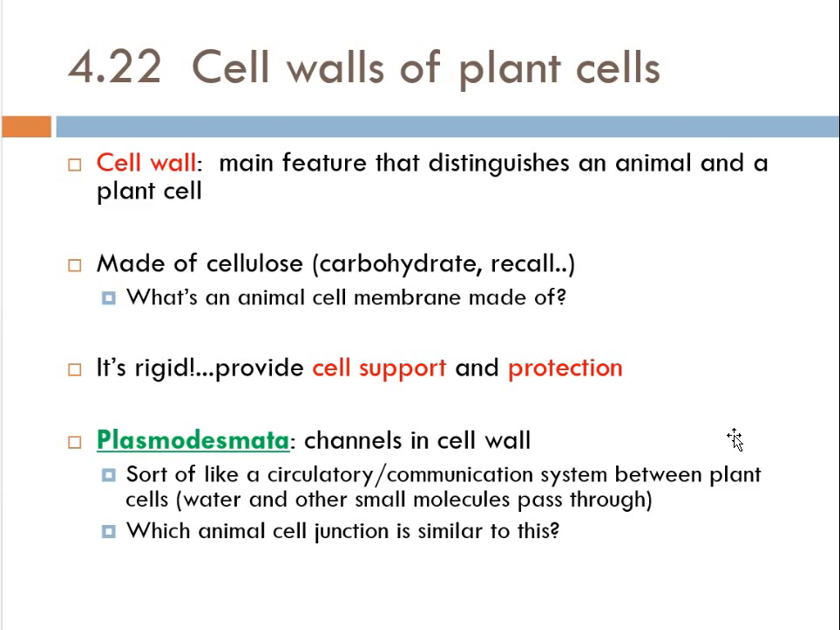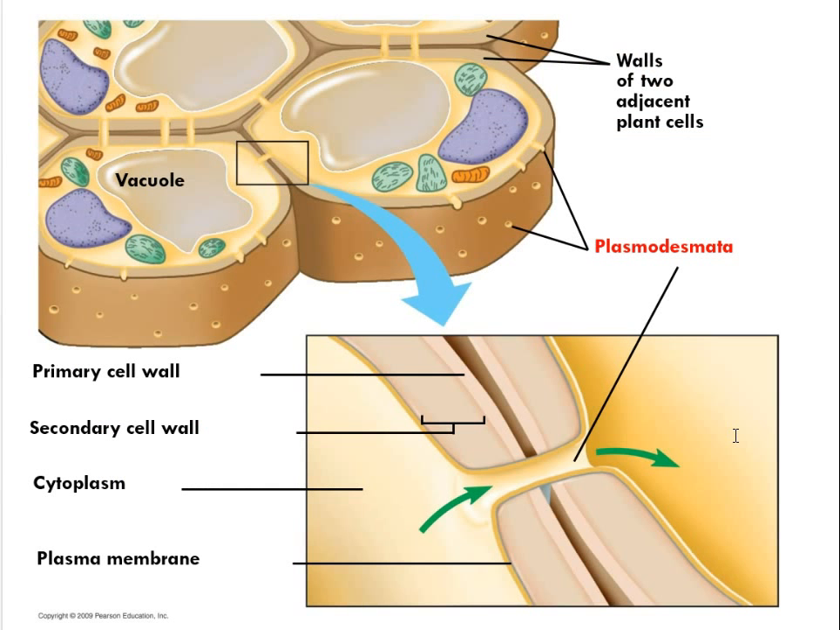They do connect in certain areas, and these channels in the cell wall allow for circulation and communication from one cell to the other, so they can talk and share sugars and things like that. If we look, here is a plant cell, and you can see these little tiny openings, and these are proteins that they're sharing material through from one to the other.